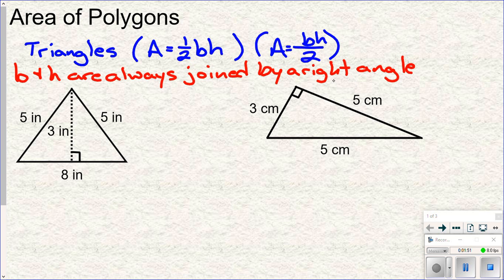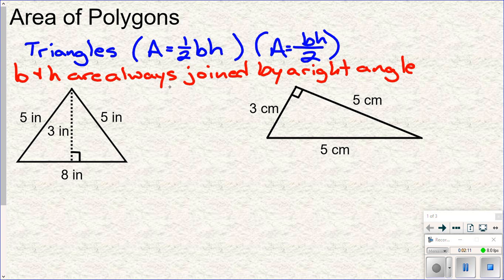So that's the biggest issue my students have, is misidentifying the base and the height. And the reason is they're not looking for the right angle. And the right angle is always shown with a box. That's how you know it's a right angle, because it has a box. So when we're looking for the base and the height of a polygon, we're going to look for the right angle.